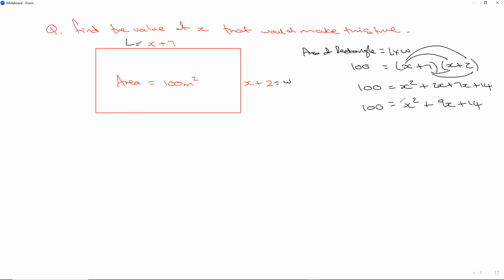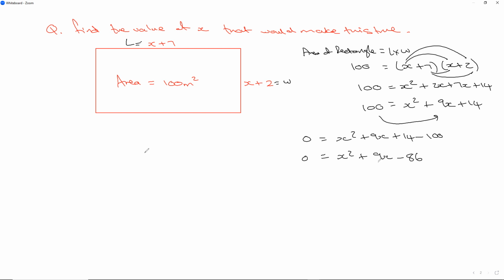And now I want to find the value of x that would make this true. If I move the 100 across to the other side, I would make the left-hand side equal 0, and I'll have x squared plus 9x plus 14 minus 100. And that would come to x squared plus 9x, and 14 minus 100 is negative 86. Now I can see that this is most likely not going to factorize, which means I should use the quadratic formula for this.